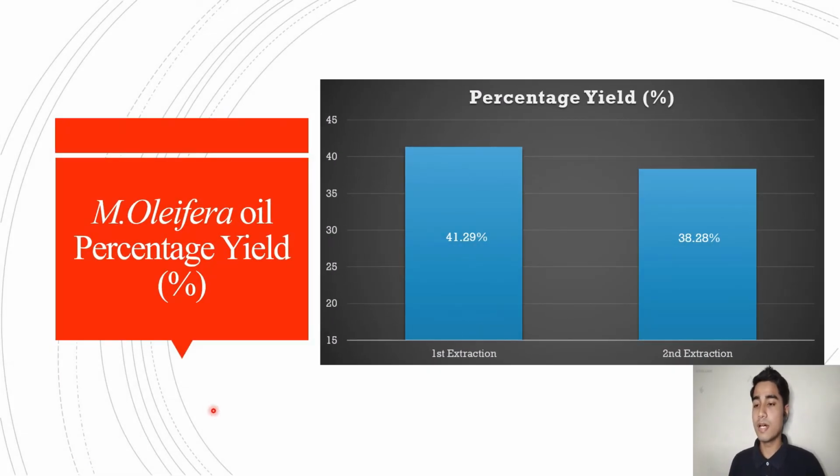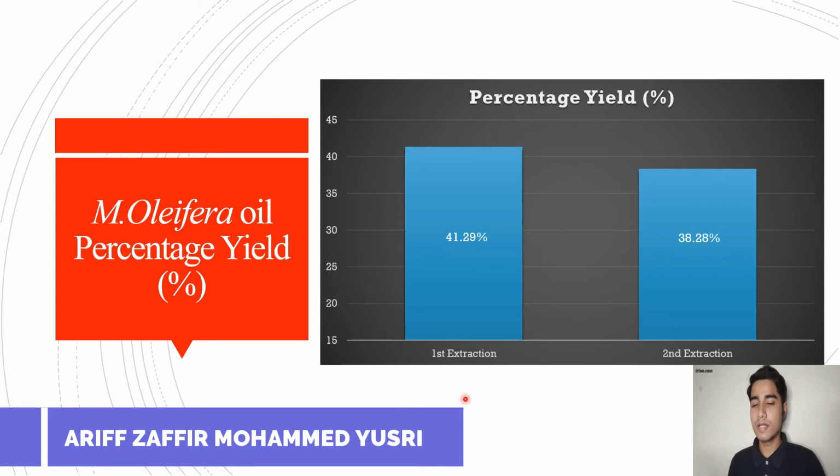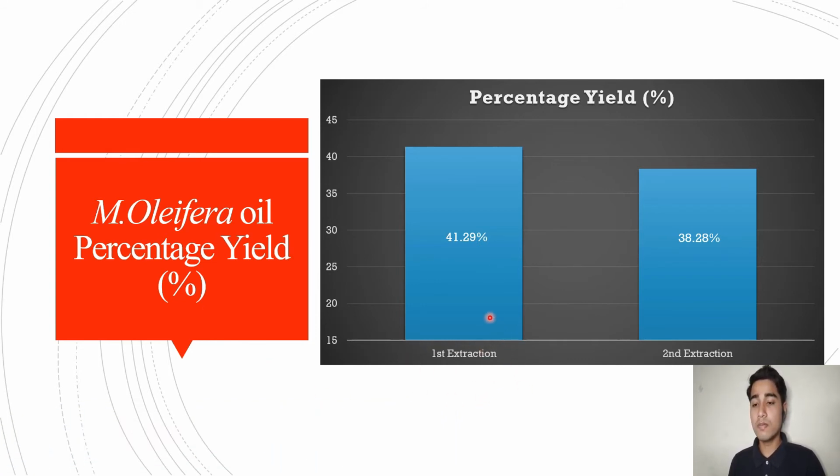So for the next part, the Moringa Oleifera oil results are presented here. As you can see, for the first extraction, we get about 41.29%, and for the second extraction, we get about 38.28%. For both extractions, we use about 200 grams of moringa seed each. So the total moringa seed that we use is about 400 grams.